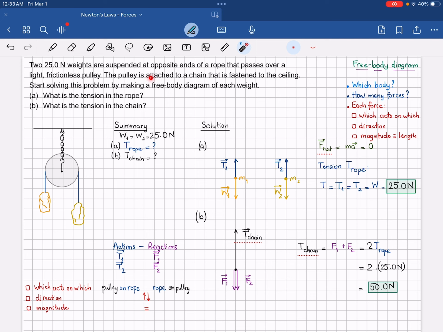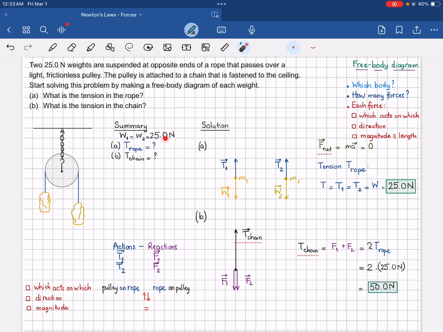The pulley is attached to a chain that is fastened to the ceiling, and this is the chain, and this is the ceiling. Start solving this problem by making a free body diagram of each weight, and they ask for what is the tension in the rope and what is the tension in the chain.